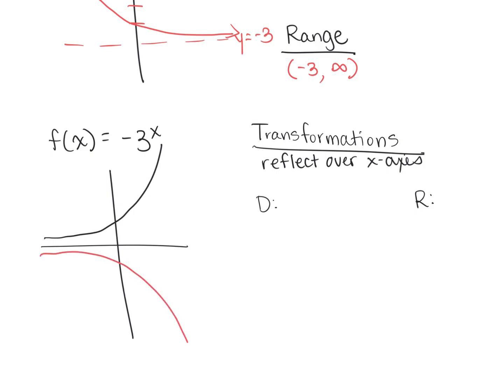So again, the domain, I can put any x value I want in for an exponent, so all of those work. However, the range does not, because you have a horizontal asymptote that it does not cross at y equals 0. So it starts at the bottom of negative infinity and goes up, but does not include 0.